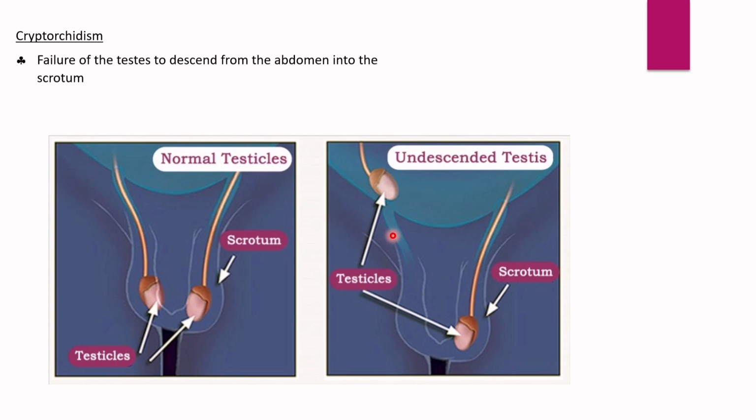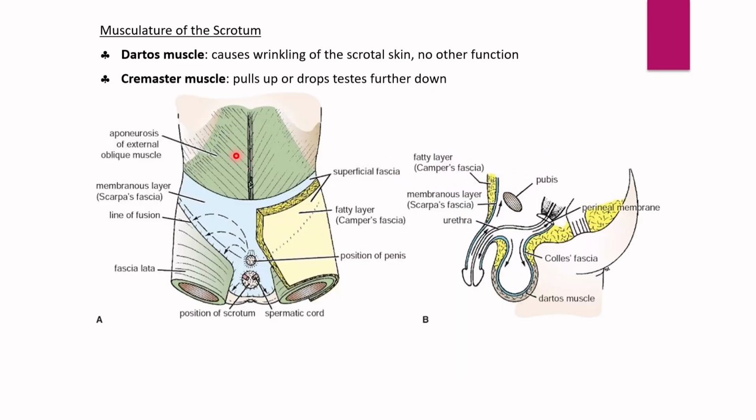In the body. The scrotum has musculature. It has the dartos muscle, which just causes the wrinkliness of the scrotum, and the cremasteric muscle, which pulls the testes up or down depending upon the temperature of the day, to help regulate the optimum temperature for the testes.